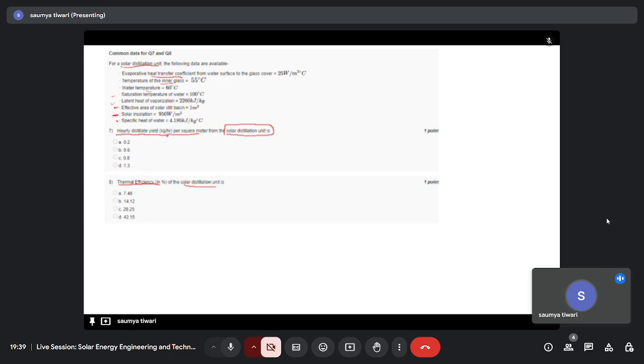Okay, let's see this question. So we have a solar distillation unit. This is your saline water, or maybe your contaminated water. And the heat transfer coefficient from the water surface to the glass cover.